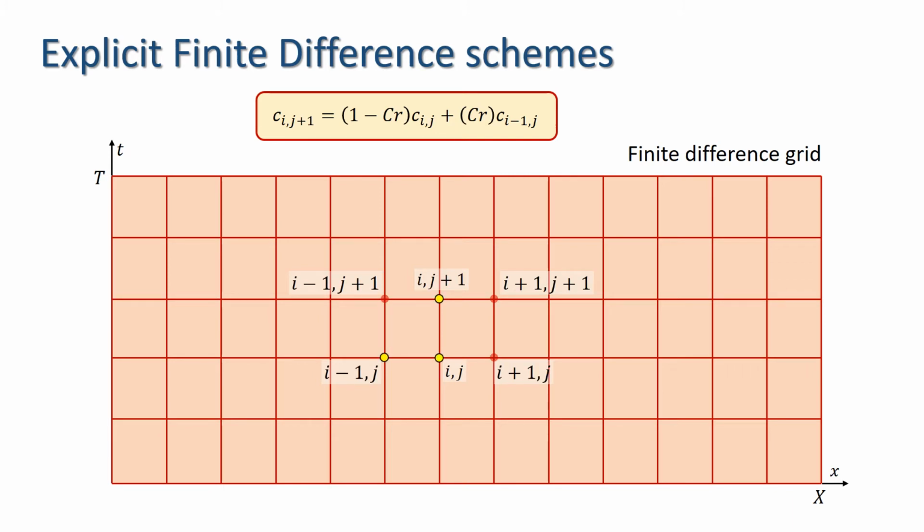We can see from our update equation that this scheme only uses the values of c at node i minus 1, j and i, j in calculating the value of c at i, j plus 1. The 3 points involved in this calculation are highlighted in yellow.